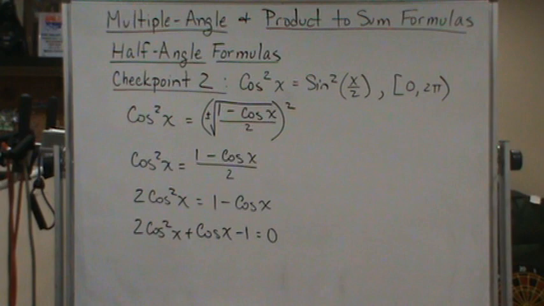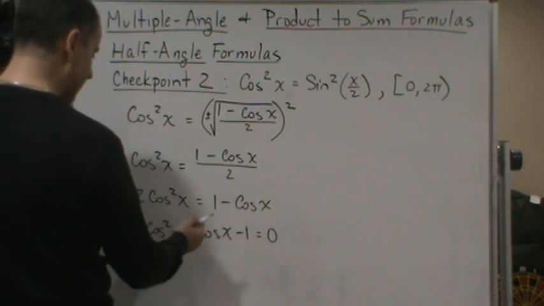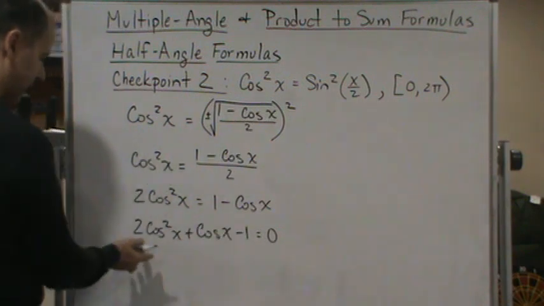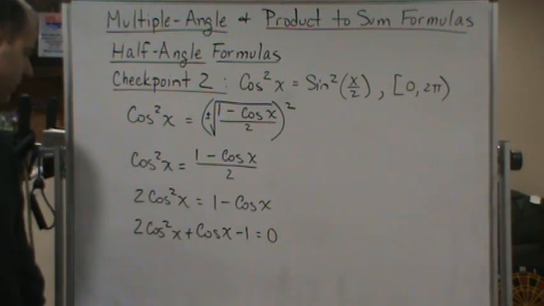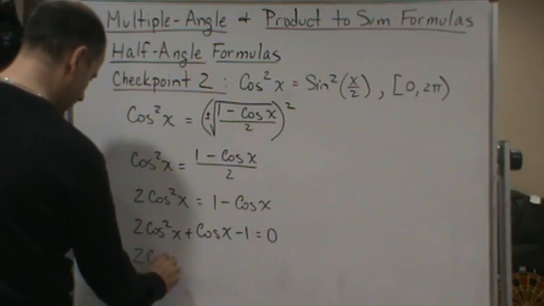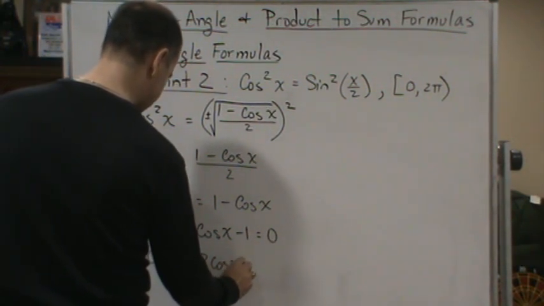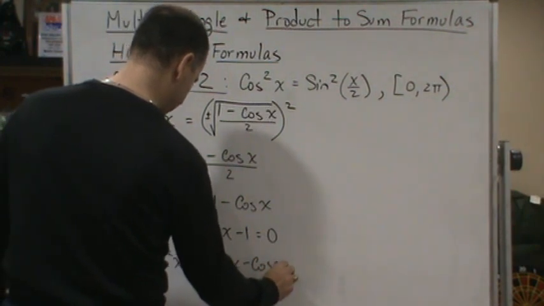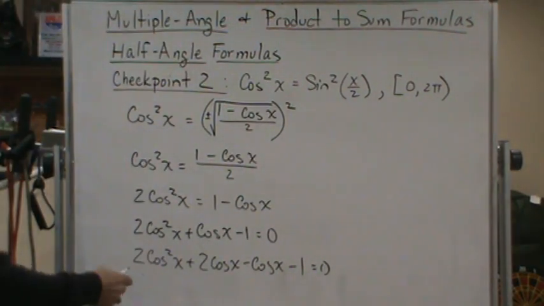Now in this case here, we've got a quadratic form, right? So that means that we can try to factor this. And is it factorable? Yes, because I've got negative 2, right? The AC method. So I've got negative 2. So negative 1 times 2 added together will give me positive 1. So I can factor this out. So let's decompose the middle term. So this is going to be 2 cosine squared x plus 2 cosine x minus cosine x minus 1 is equal to 0. And so now I'm going to factor by grouping.